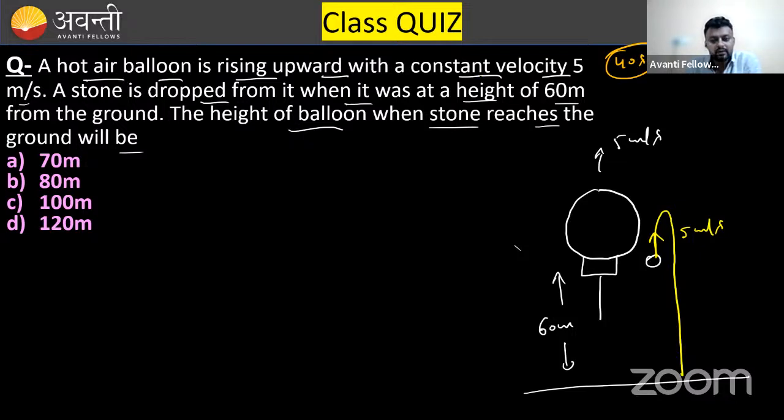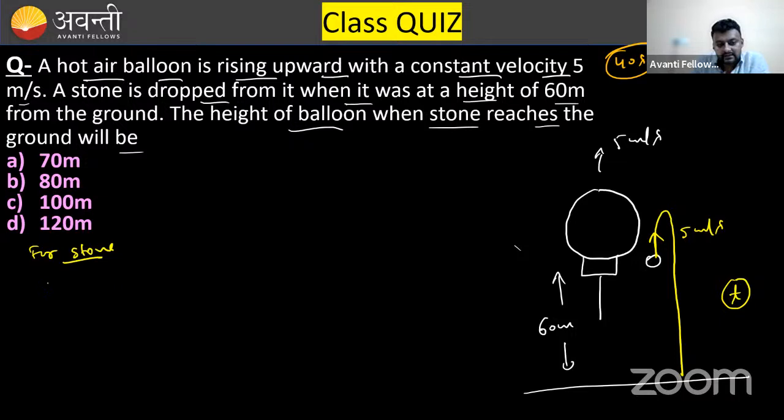Okay, let's check. They are asking the height of the balloon when the stone reaches the ground. So for that, you need to calculate the time required for the stone to reach the ground. Like if it reaches in 5 seconds, if it reaches in 4 seconds, then in 4 seconds how much distance will the balloon cover. So for that, what you should do, I am writing it for the stone.